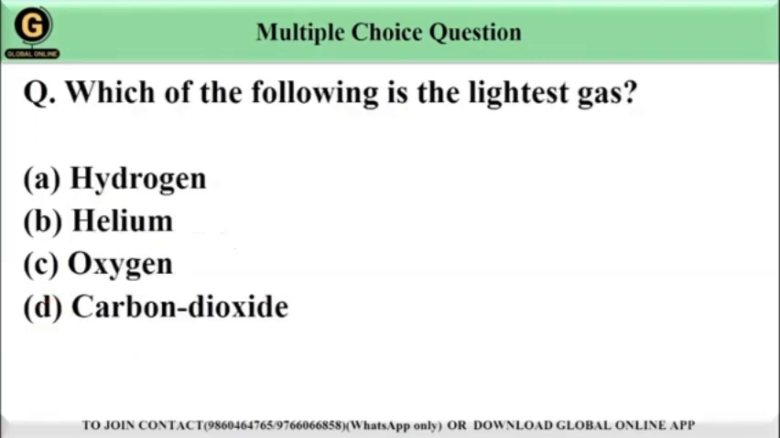Which of the following is the lightest gas? We have options for this question. Option A, hydrogen. Option B, helium. Option C, oxygen. And option D, carbon. So students, among the following options, we have hydrogen as the lightest gas. It has the smallest and lightest atoms, consisting of just one proton and one electron. Because of its low molecular weight, hydrogen is much lighter than the rest of the other elements like helium, oxygen, carbon dioxide. This is why hydrogen is often used in balloons and airships. Although it's highly flammable, hence it should be handled with care. So the correct option is option A, hydrogen.